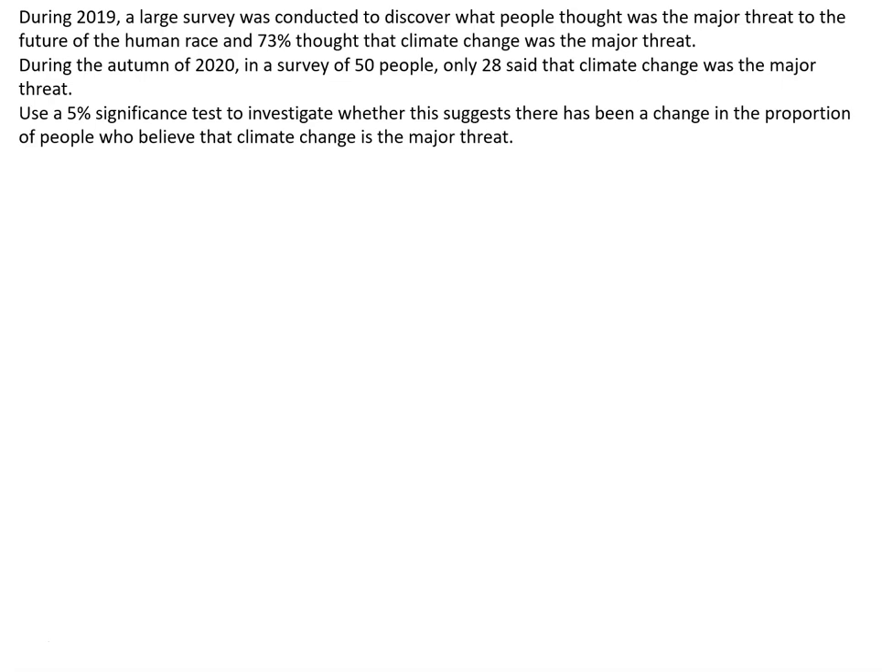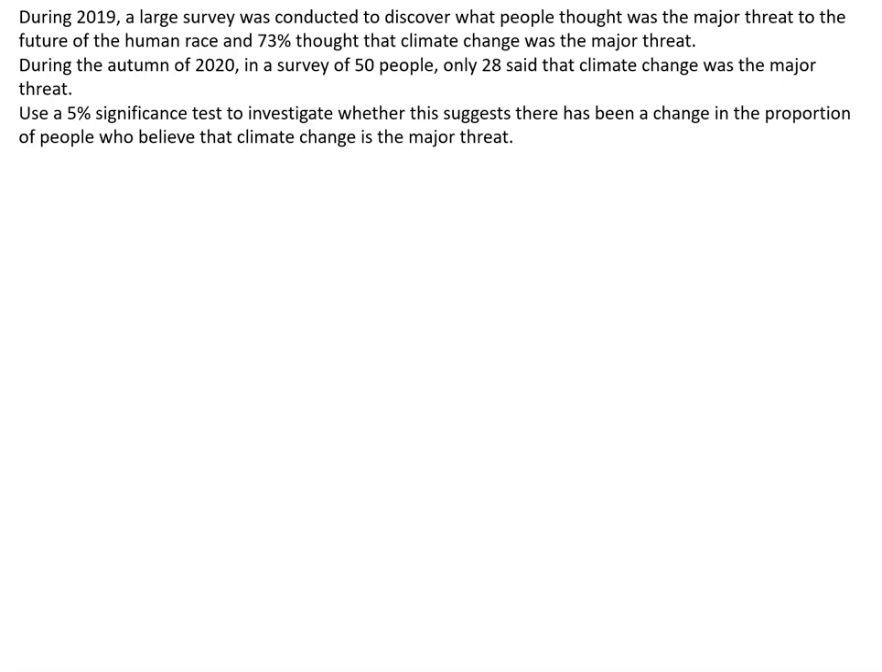During 2019, a large survey was conducted to discover what people thought was the major threat to the future of the human race, and 73% thought that climate change was the major threat. During the autumn of 2020, in a survey of 50 people, only 28 said that climate change was the major threat. Use a 5% significance test to investigate whether this suggests there has been a change in the proportion of people who believe that climate change is the major threat.